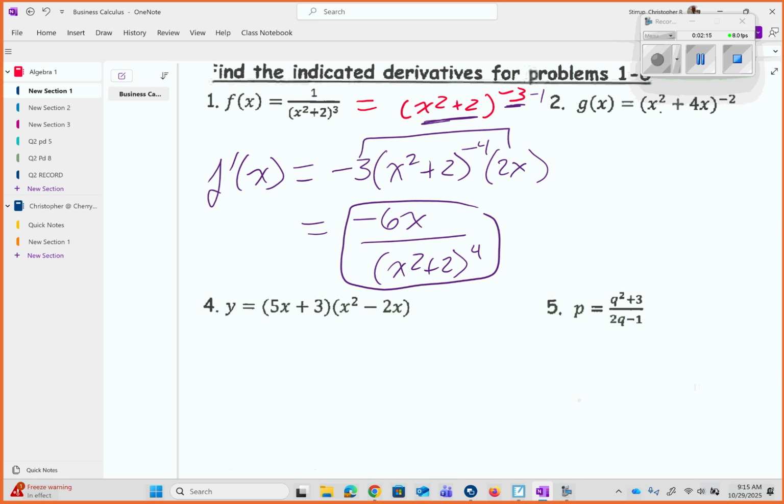Okay, so with that information known, will you try number 2 on your own? It's going to be done the exact same way. So try number 2. I'll give you a little time to take a look at it.